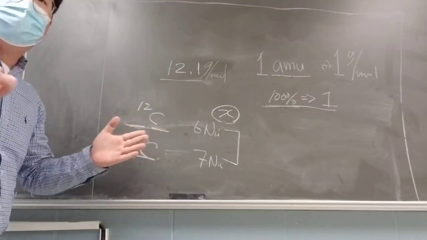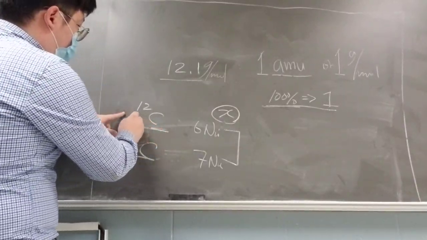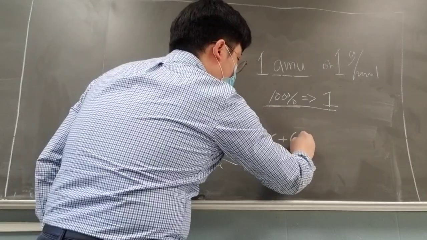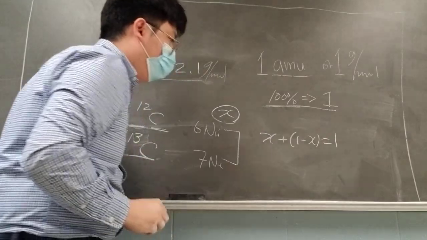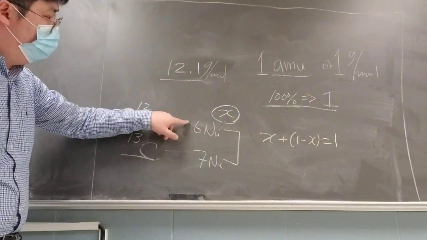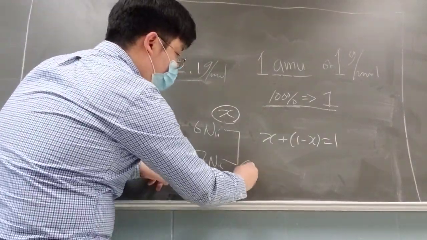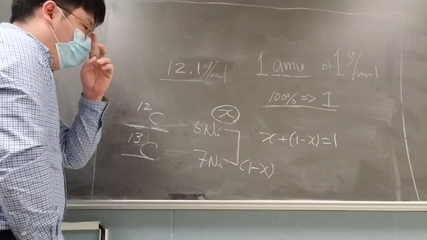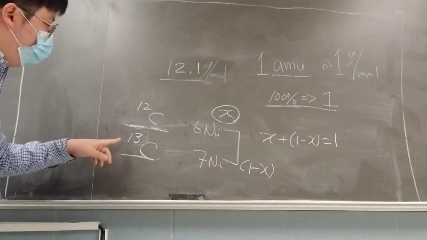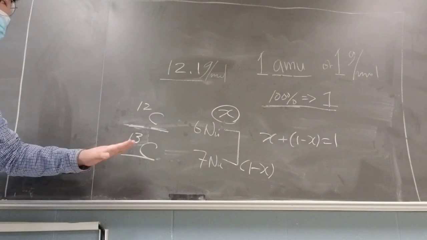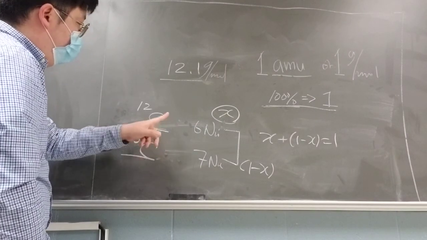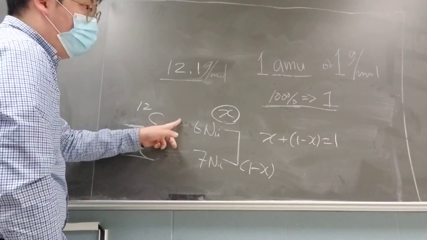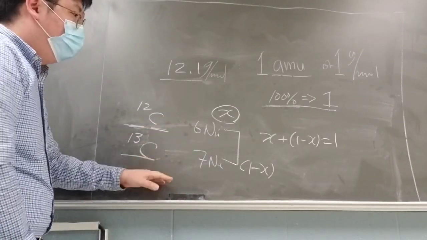On your exam there may be more isotopes, or they'll make it easier. If there are only two major isotopes, x plus 1 minus x is 1. So whenever you assign one as x, the other is automatically 1 minus x, because if you add the two, it has to be 1. It doesn't matter if you want to put carbon-13 as x and carbon-12 as 1 minus x. That's fine, but I'm going to do it this way, okay?